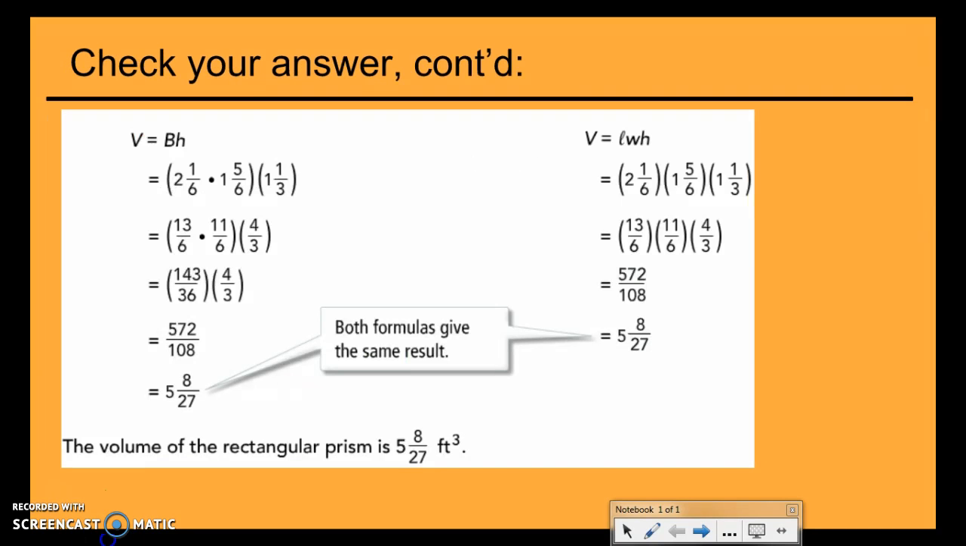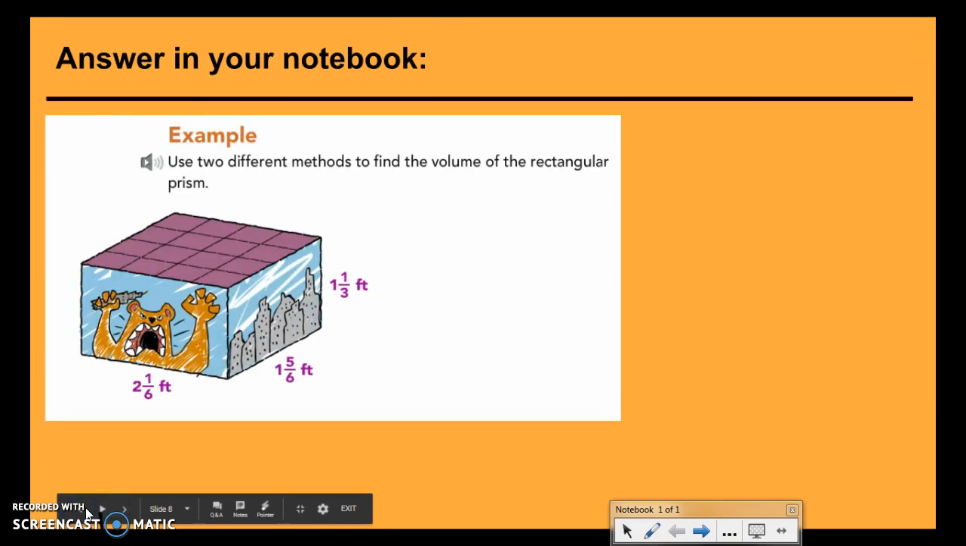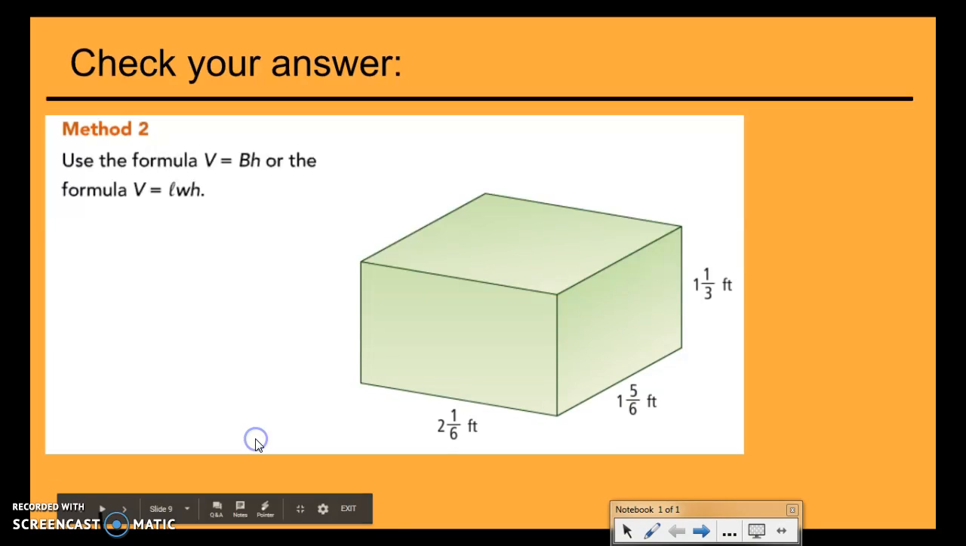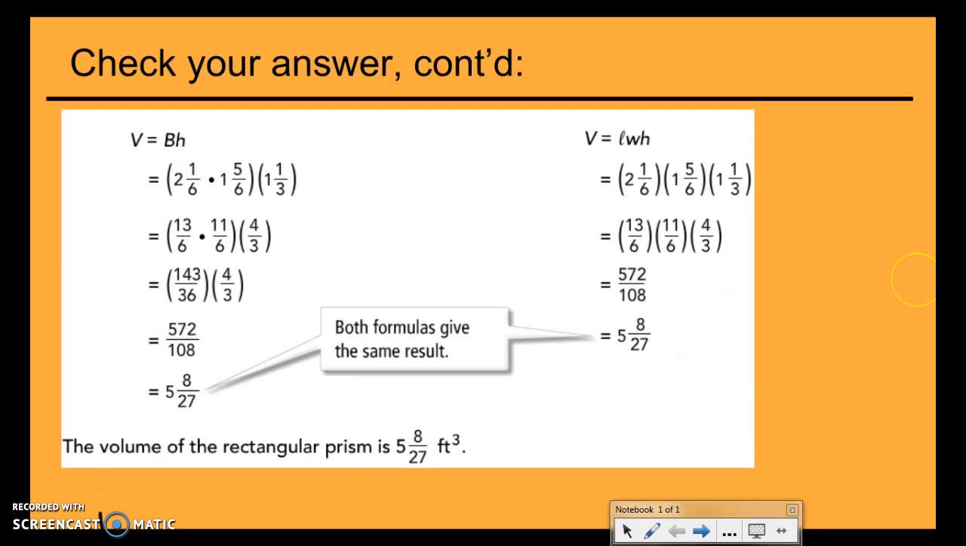Alright, so, sorry, let me get back to where we were. Here's what we just did. We did 2 1/6, 1 5/6, and 1 1/3. We multiplied them together, and either way, like I just said, you would have gotten 5 and 8/27.